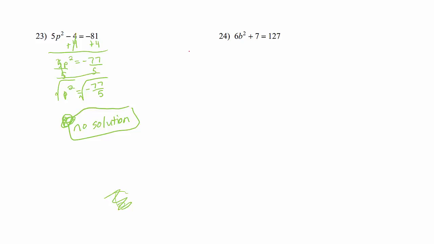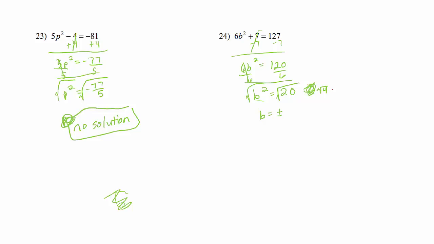So on 24, we need to subtract 7. Get 120, divide by 6, and get 20. Square root both sides, and what we get is positive and negative. We need to simplify the square root of 20. It doesn't have its own square root, but it is made up of something that we can square root.